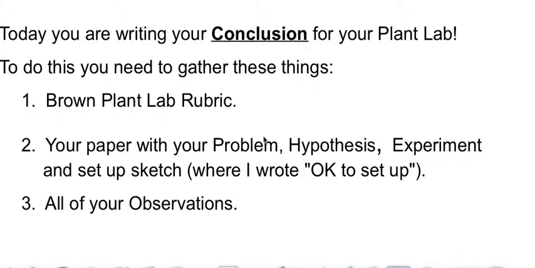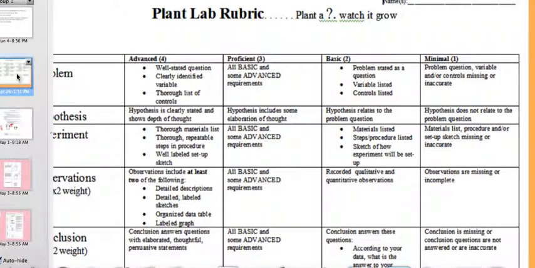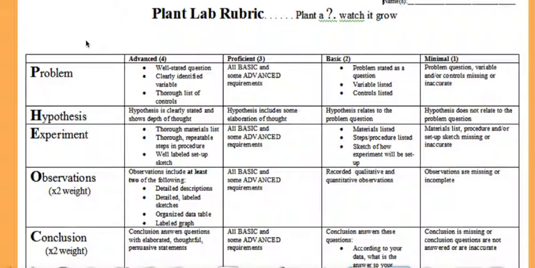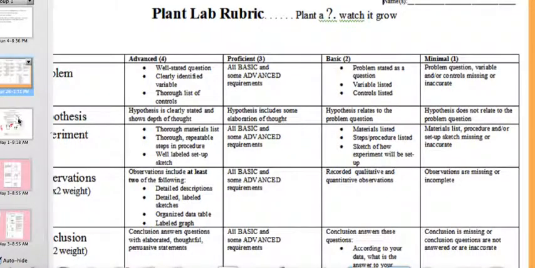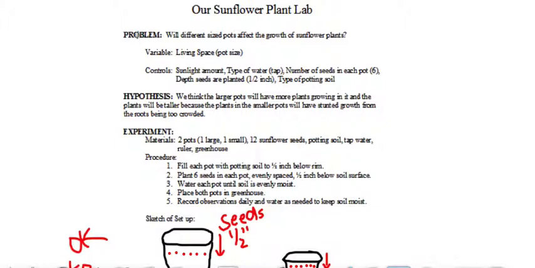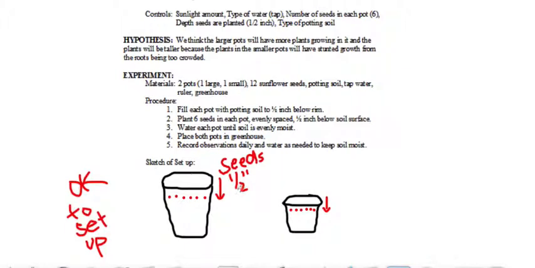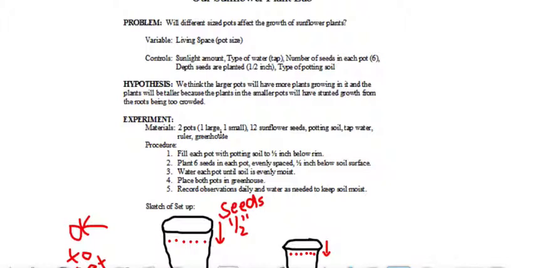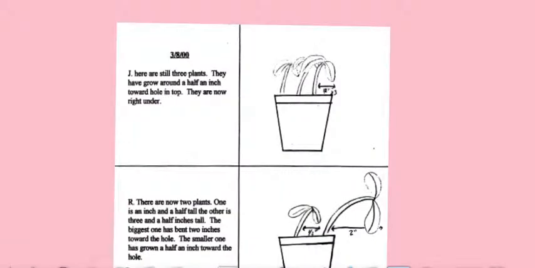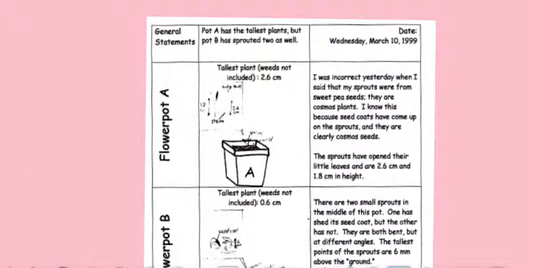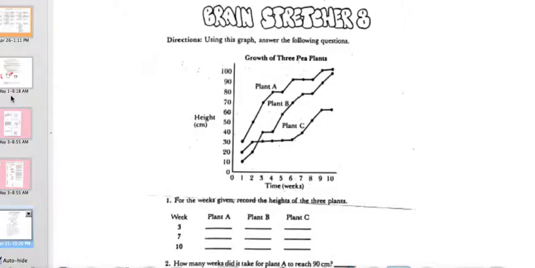And all of your observations. So it should look like this. This is your brown rubric that you're looking for. This is the page where you have your problem, your hypothesis that you wrote, your experiment, your sketch of your setup, and I wrote OK to set up. Some of you have handwritten this, some of you have typed this page. Then you have a whole bunch of observations. Maybe you even have a graph. And those are the things that you need in order to do your conclusion.